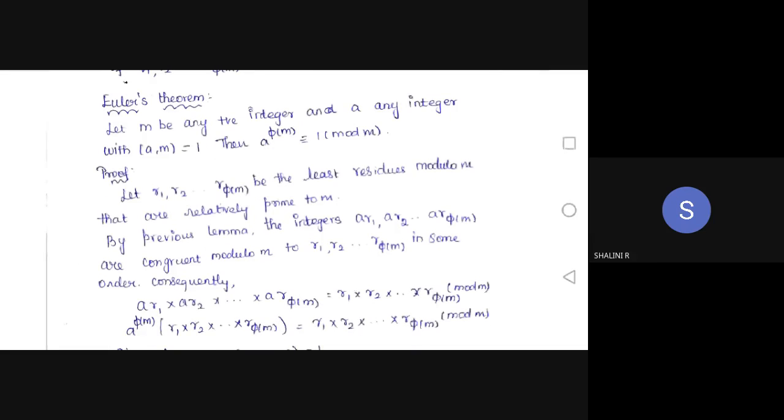So we are going to solve some problems based on this statement of Euler's theorem. If a and m are relatively prime, then a to the power phi of m is congruent to 1 mod m. So keep that in mind.